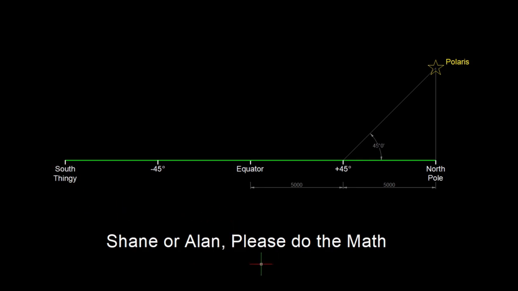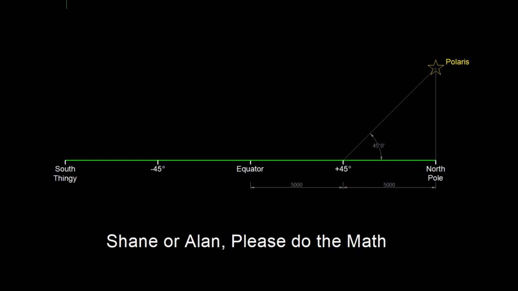So look, it's been 3 weeks. I don't really know whether or not Shane or Alan have actually done this math. They were too busy doing some sort of 60 degree angle with a 60 degree hypotenuse. I don't know how you can smash two 60 degrees together, but either way, 45 degrees up, find out where Polaris is from 45 degrees.